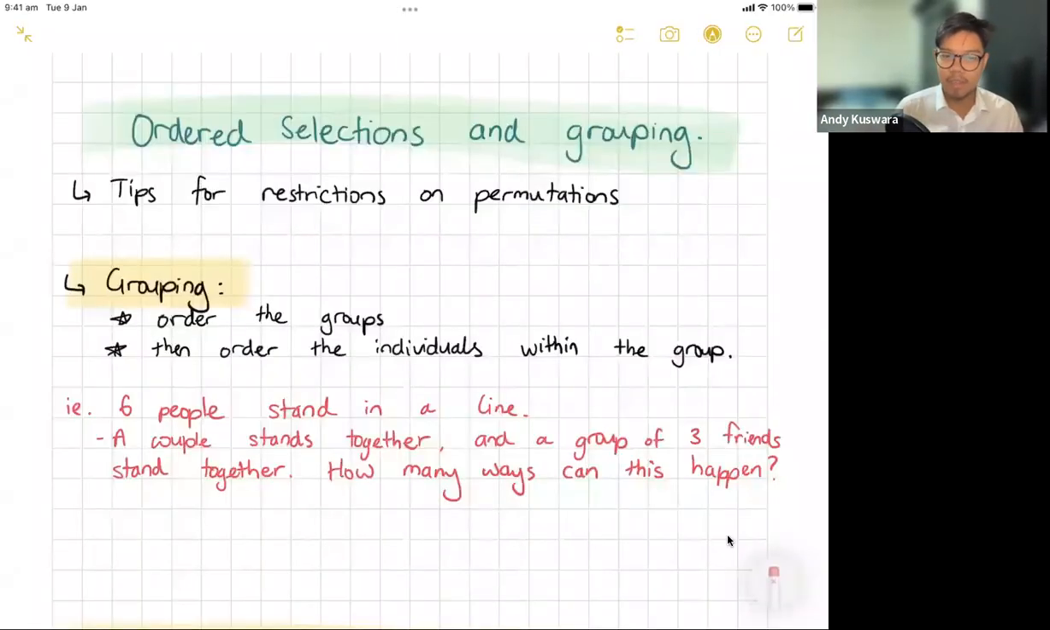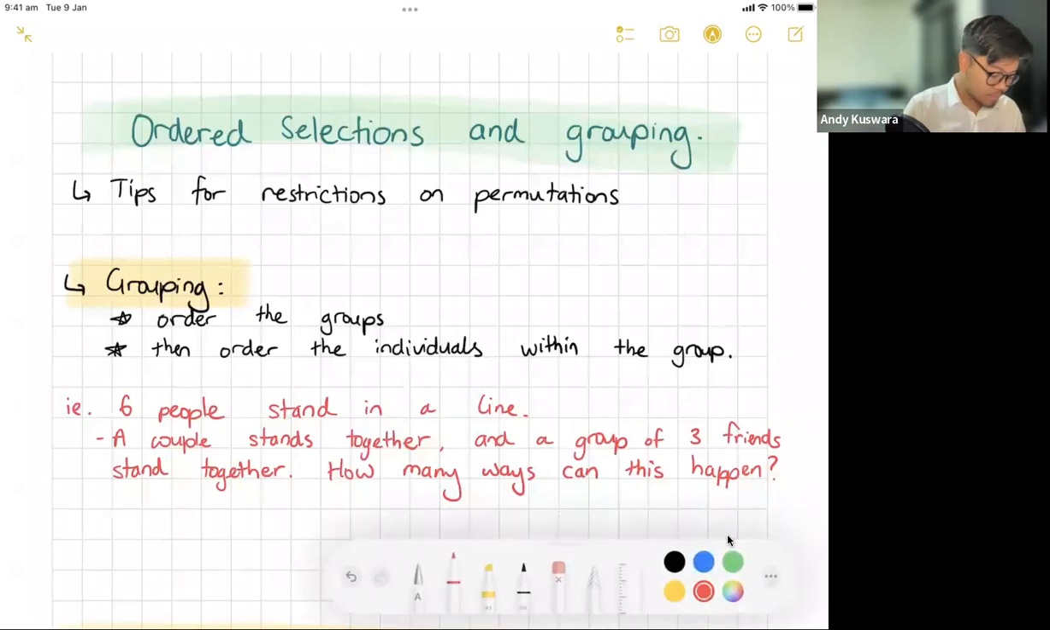Today we're talking about ordered selections and grouping. We're going to take this idea of permutations and put a couple more restrictions on it, and give you three tools to help you figure out more complex kinds of questions.